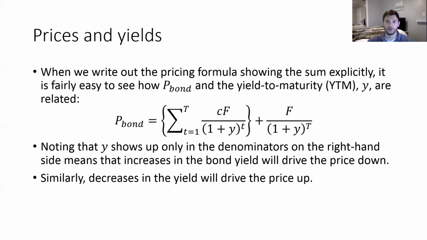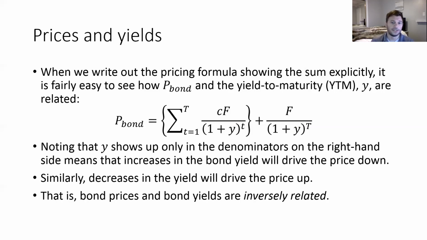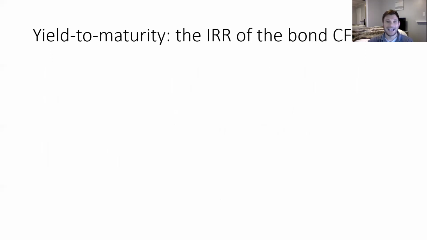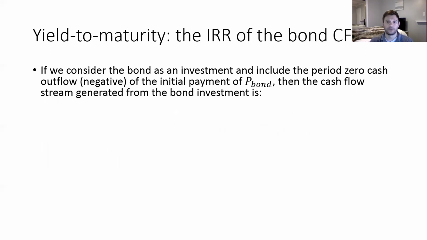So the important thing to see here is that the price of the bond and the yield are inversely related to each other. When one goes up, the other goes down, and vice versa. The other thing that I would like you to see about the yield of the bond is that it is actually the internal rate of return.